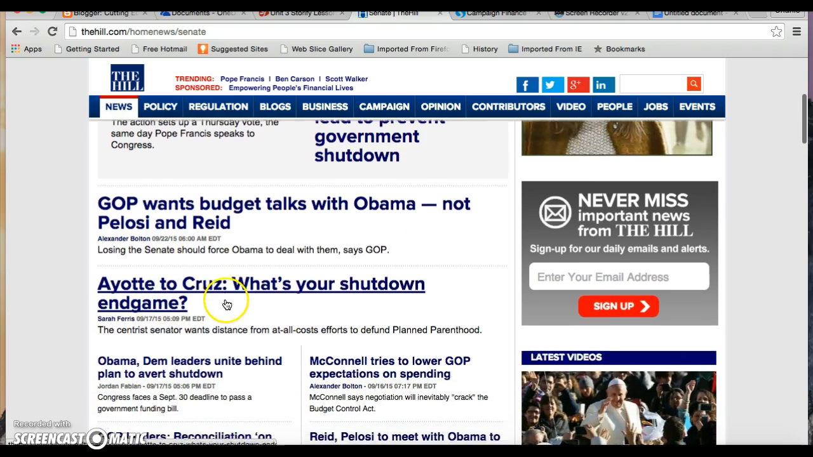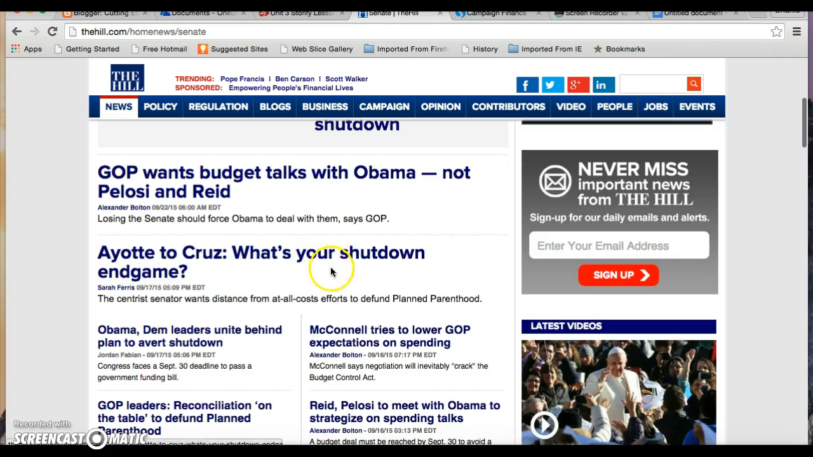Ayotte to Cruz. Aha! Ayotte to Cruz. What's your shutdown endgame? So the centrist senator, Kelly Ayotte from New Hampshire, Republican, but centrist, to Cruz. Right wing, Tea Party. Again, division. Get it in there, okay? Whereas Obama, Democratic leaders unite behind plan to avert shutdown. This is a gold mine. Use it. Okay, I hope that helps.